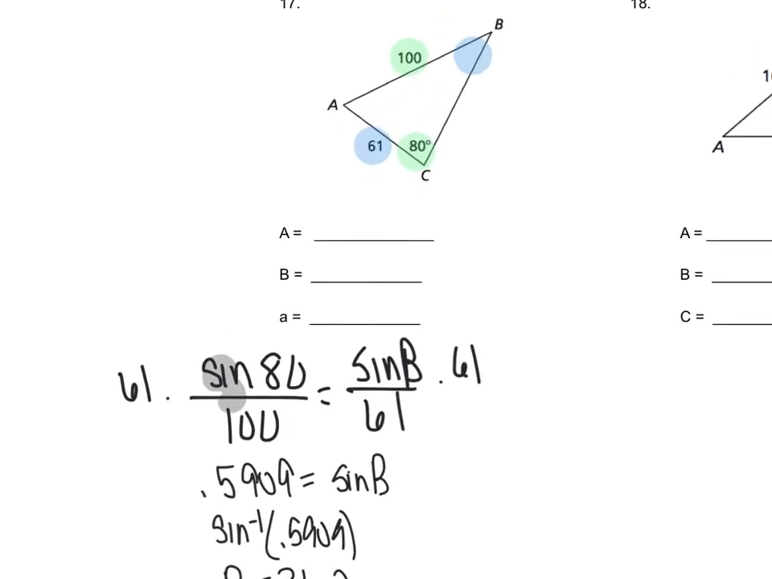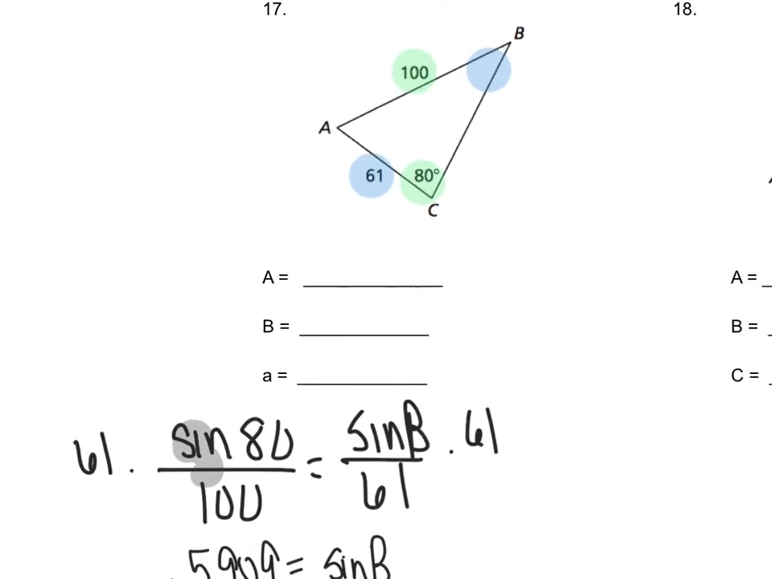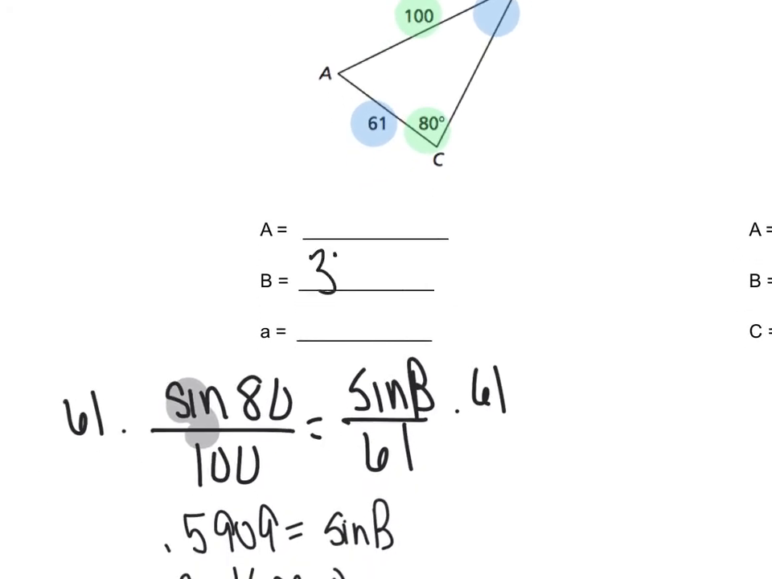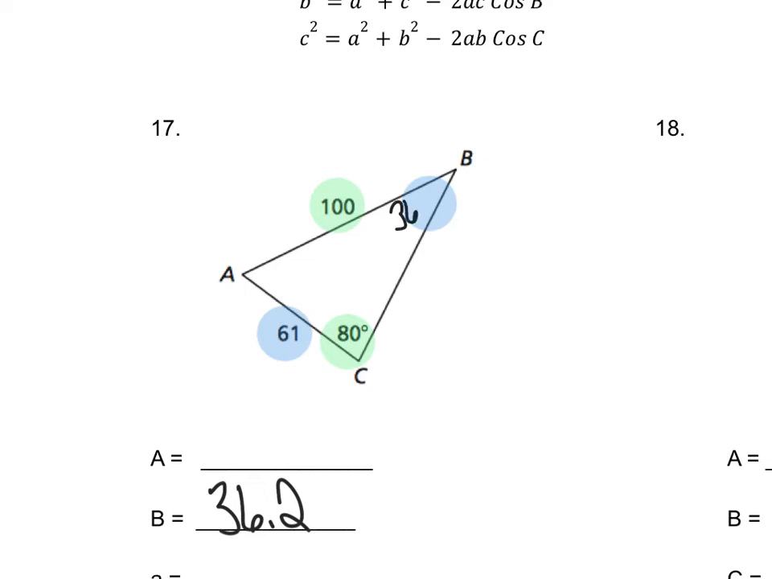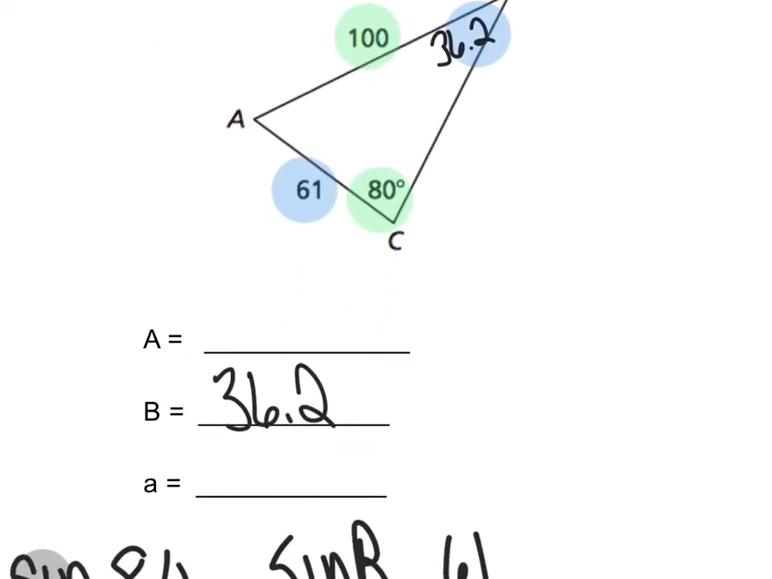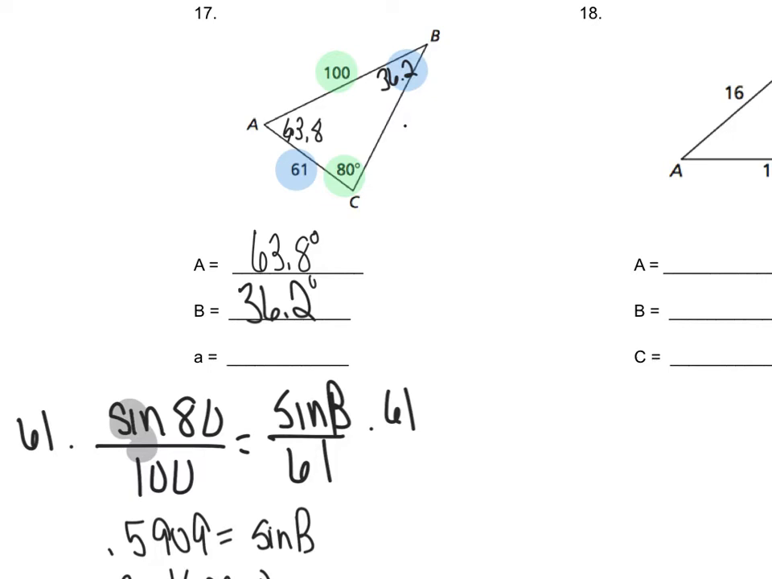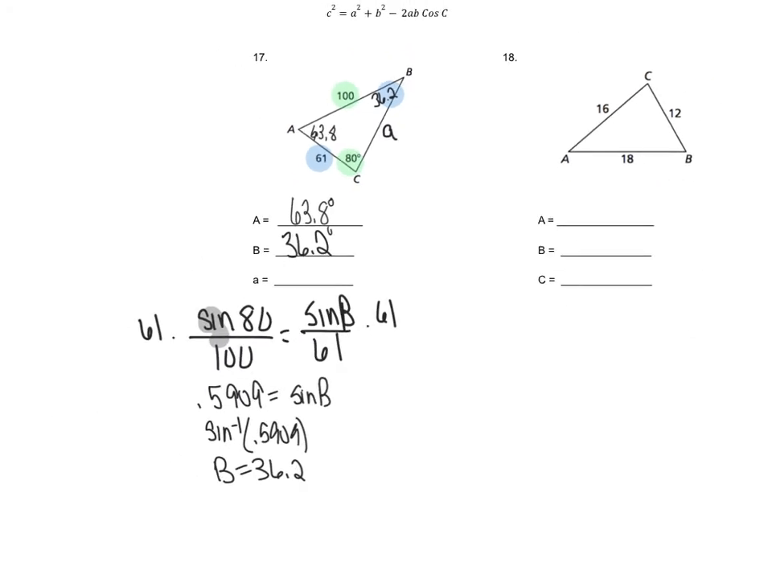Okay, so let's go back up here, what do we know? We don't know angle A, we know angle B is 36.2. Now that we know that angle, we can easily find angle A because the triangles still have to add up to 180. So angle A is going to be 63.8 degrees, because they have to add up to 180. Now in order to find side A, I can use the law of sines again.